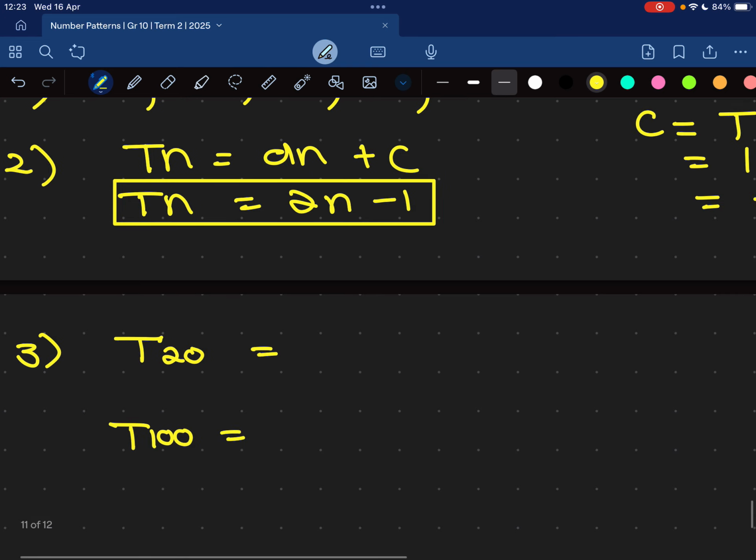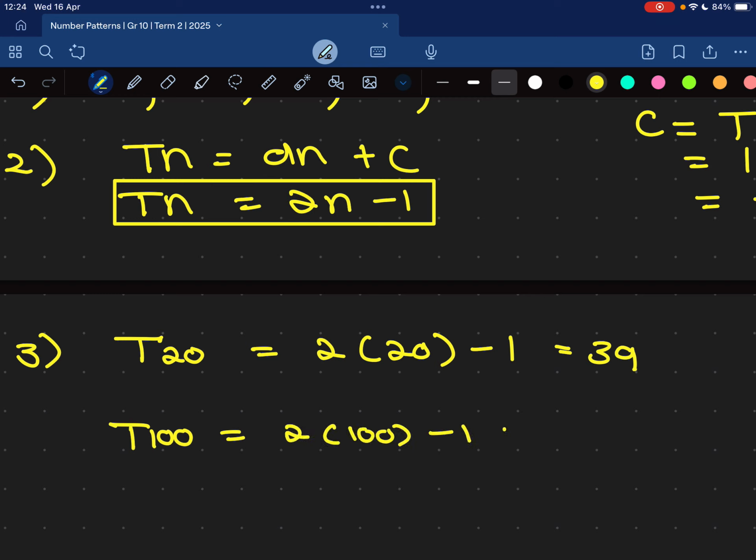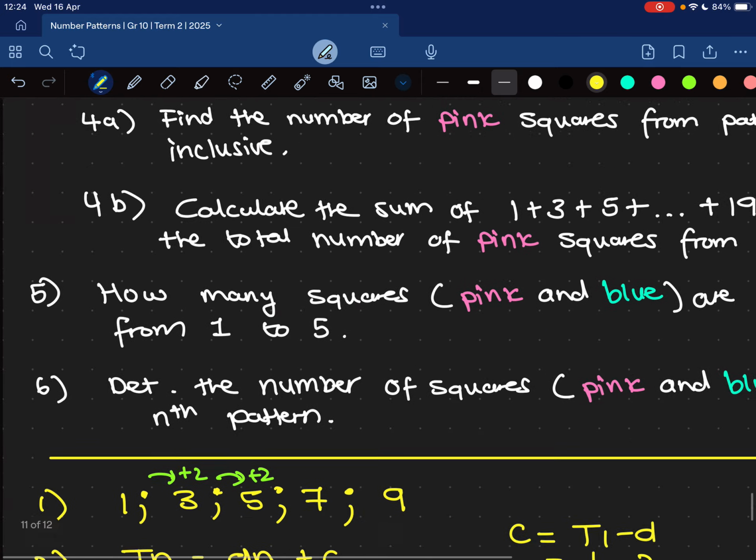Okay, so we can see that with T20 we just substitute in, so it'll be 2 times 20 minus 1, which is going to be 39. And then we have 2 times 100 minus 1, which is 199. Okay, so that's how many pink squares are in T20 and in T100.